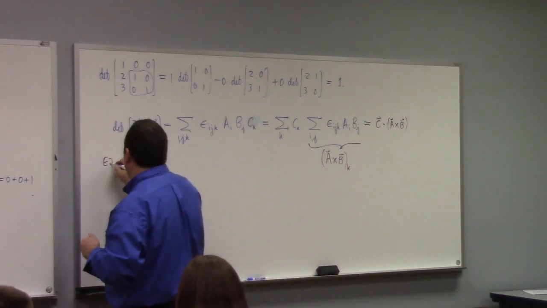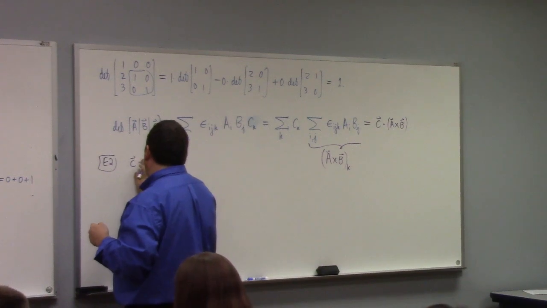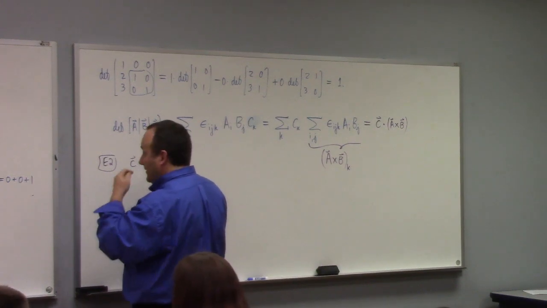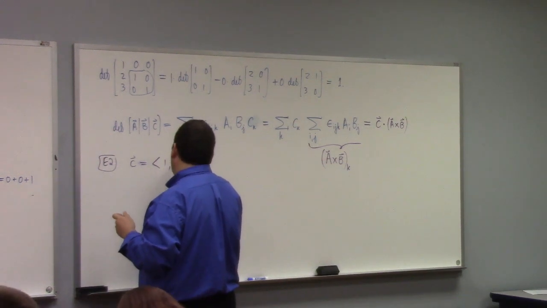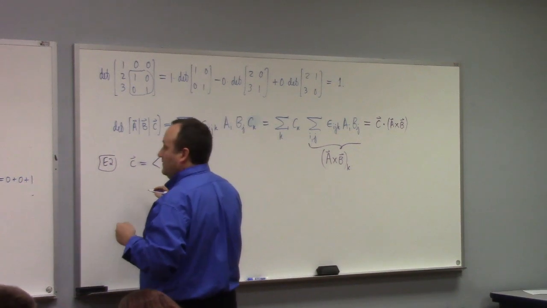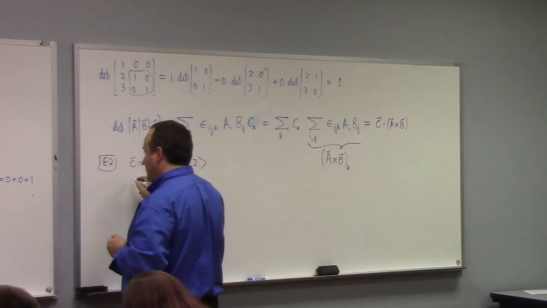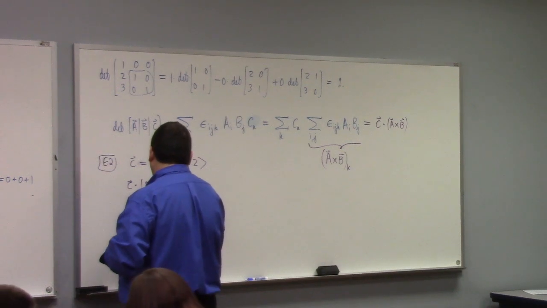So example 2, what if we had C equal to, I don't know, 1, 2, minus 2. Same A and B. What is C dot A cross B now equal to?